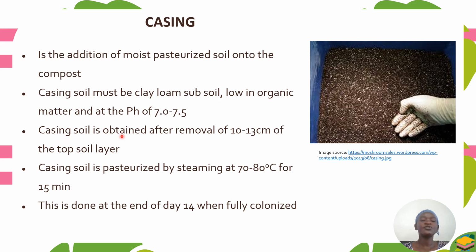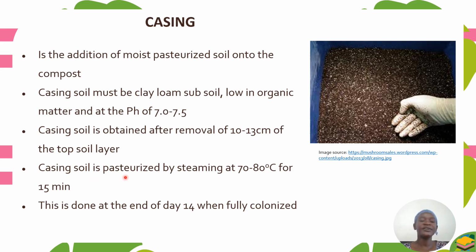So casing soil is obtained after removal of 10 to 13 centimeters of the topsoil layer. Most of the times, of course, depending on where you are going to get the soil, the topsoil is not that deep. It's between 10 to 13 centimeters deep. So after removing that top layer of the soil, you get the subsoil.